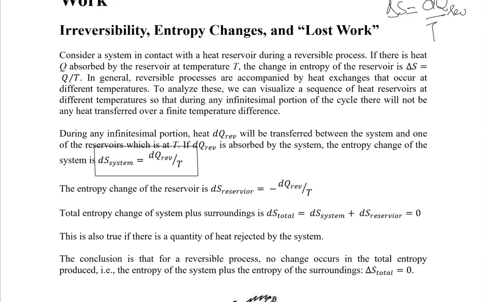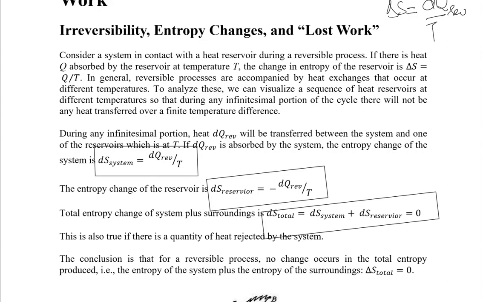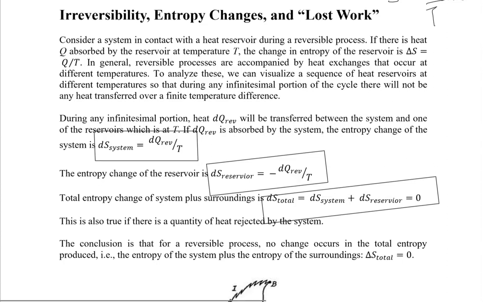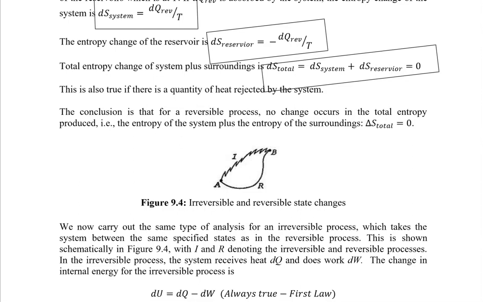In the same manner, the change in entropy of the reservoir, which is at temperature T, would be equal to the opposite of the entropy change in the system. So the total entropy change of the system and surrounding in a reversible process would be equal to zero. That equation is true for any reversible process when the system and reservoir are in equilibrium. The conclusion for a reversible process is that no change occurs in the total entropy produced: the entropy of the system plus the entropy of the surrounding is equal to zero.